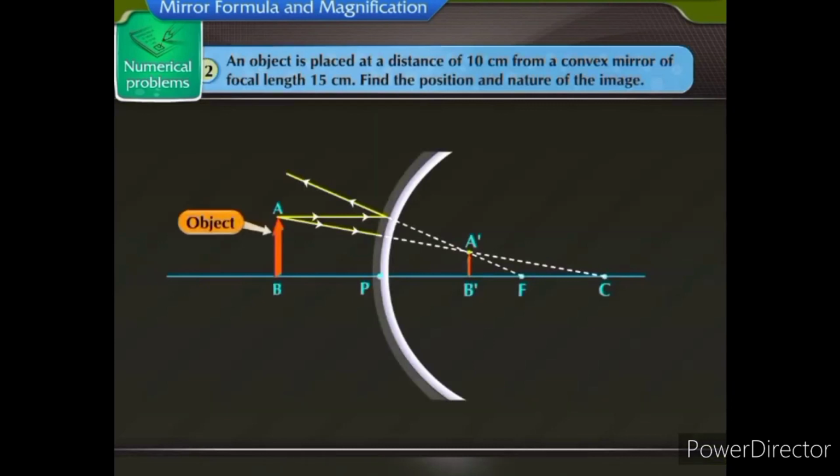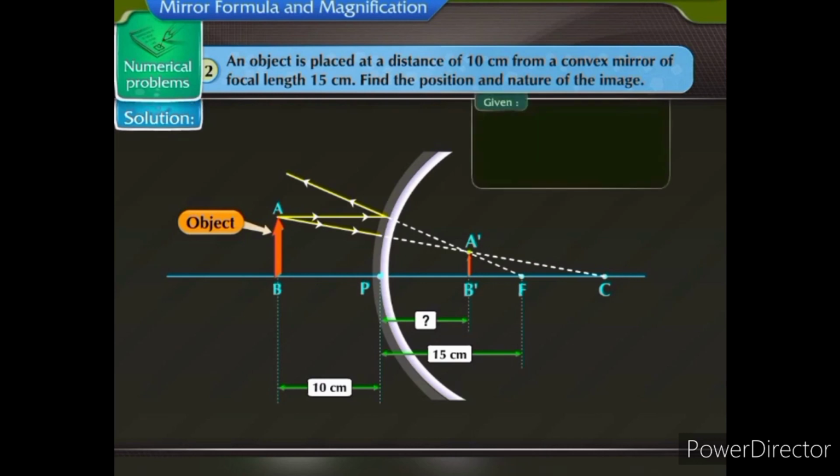2. An object is placed at a distance of 10 centimeters from a convex mirror of focal length 15 centimeters. Find the position and nature of the image. Solution. Let us first write the given data using new sign convention. As a convention, the object is always placed to the left side of the mirror. Hence, according to sign convention, the distance of the object is taken as negative. Object is placed at 10 centimeters in front of the convex mirror. Therefore, object distance u is equal to minus 10 centimeters.